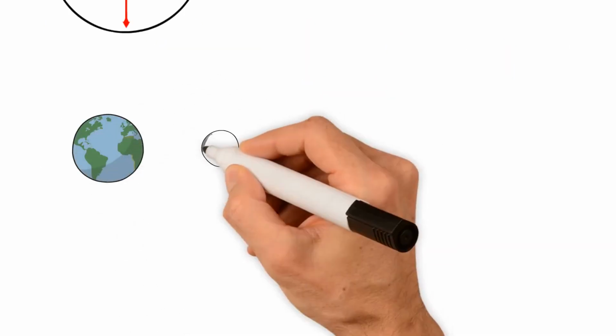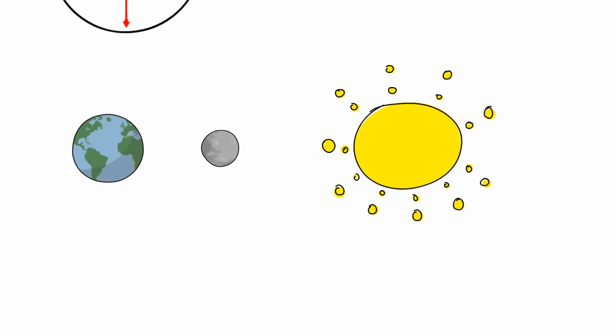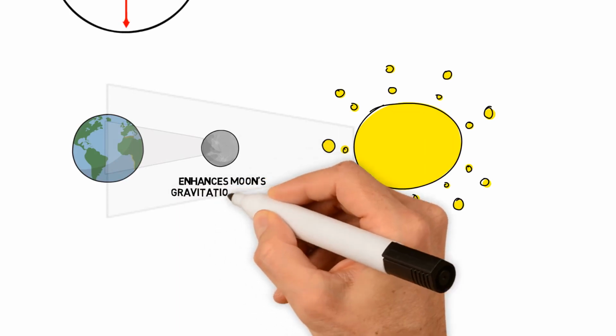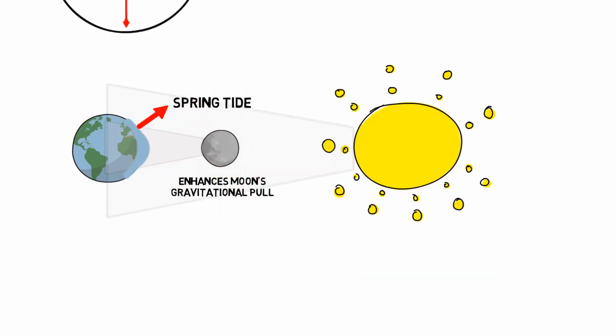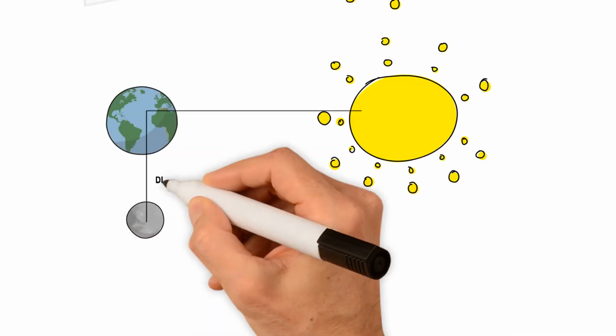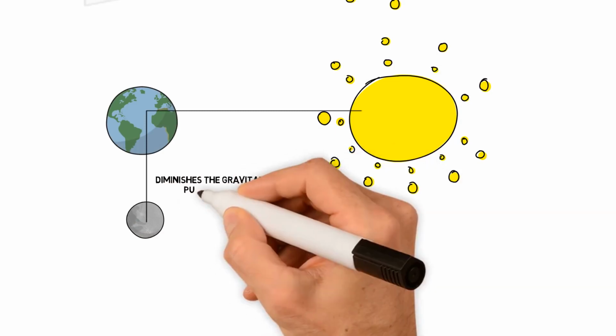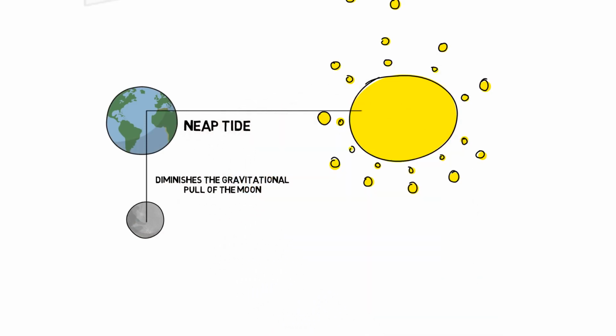When the Earth, the moon and the sun are in a straight line, the sun is behind the moon. Therefore, it enhances the moon's gravitational pull, and that creates much higher tides. They are called spring tides. But when the sun and the moon are at right angle, the sun diminishes the gravitational pull of the moon on Earth, and that creates low tides. They are called neap tides. So this is how tides are formed.